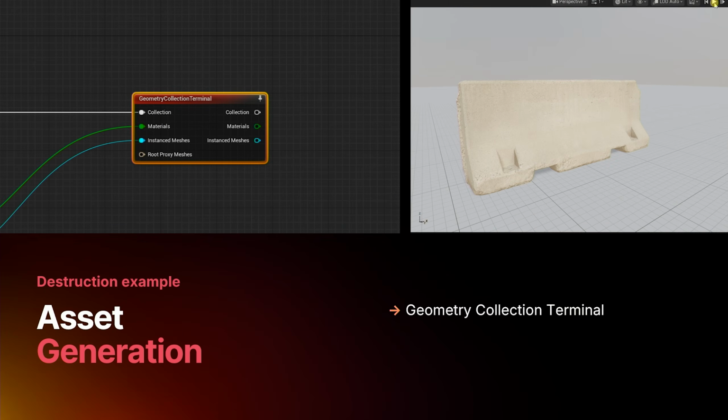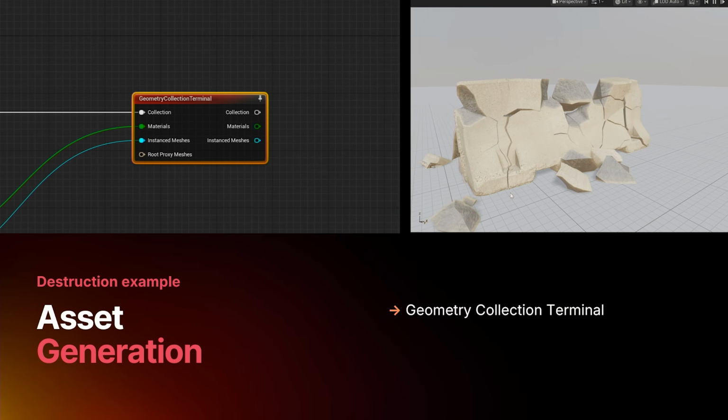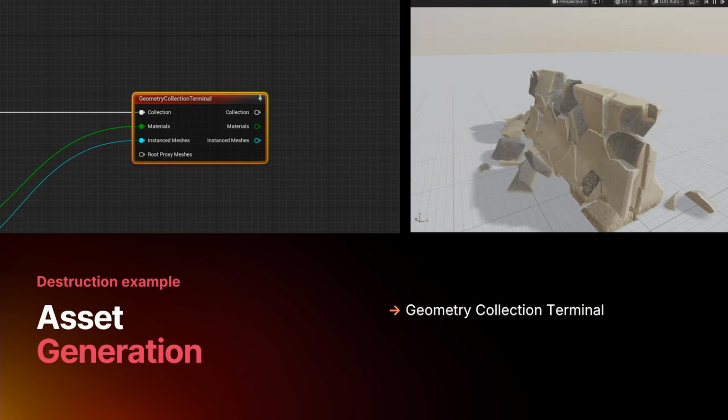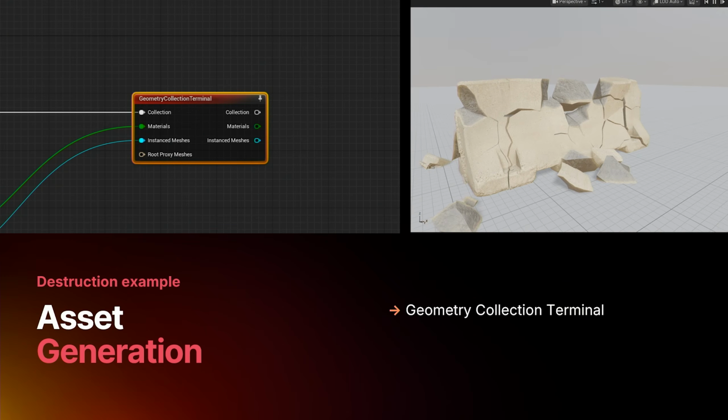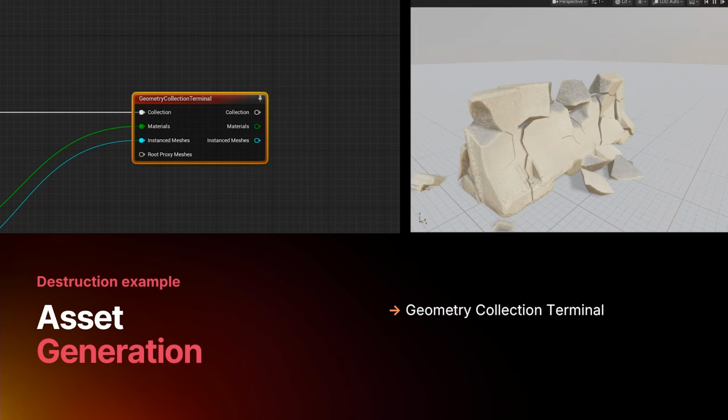And then the final node, the terminal node, is going to bake everything, not bake as in cooking, but it's going to take all the inputs of the collection and save it inside your geometry collection asset.